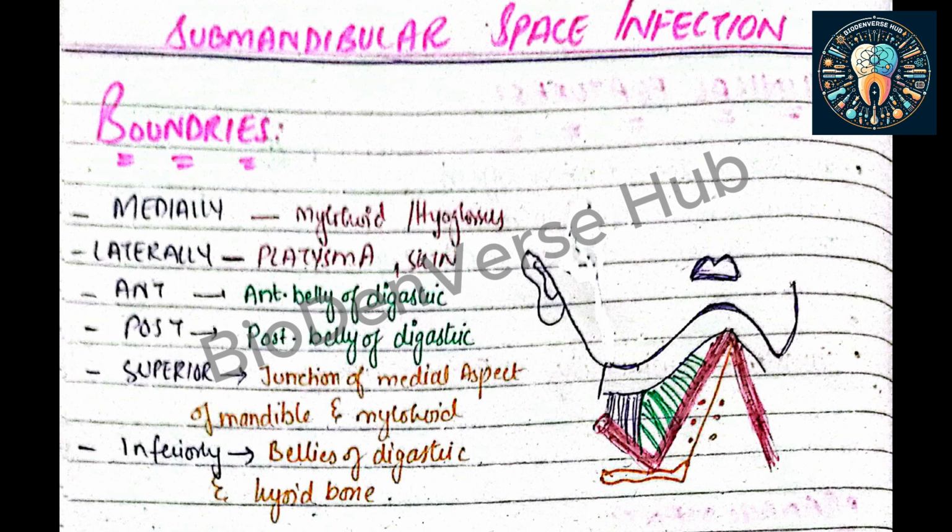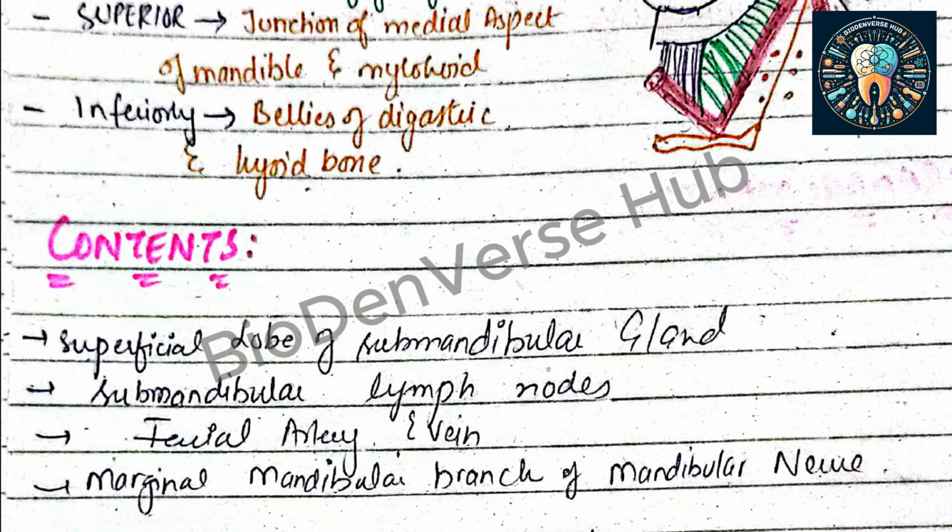As the boundaries are done, now we will move on towards the contents. Contents usually include the superficial lobe of the submandibular gland, which is present in the submandibular space. Then we have the submandibular lymph nodes, the facial artery and veins, and the marginal mandibular branch of the facial nerve. So all these are the contents present in the submandibular space.